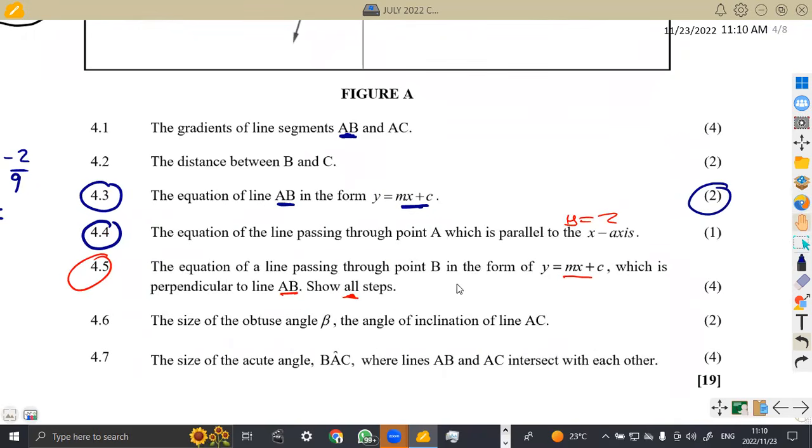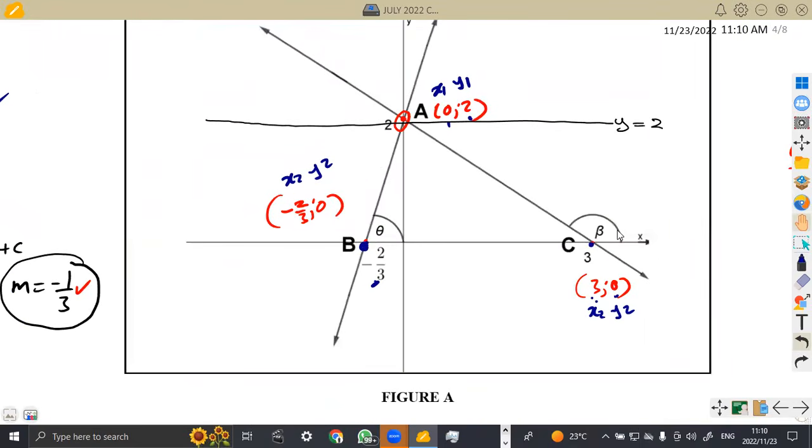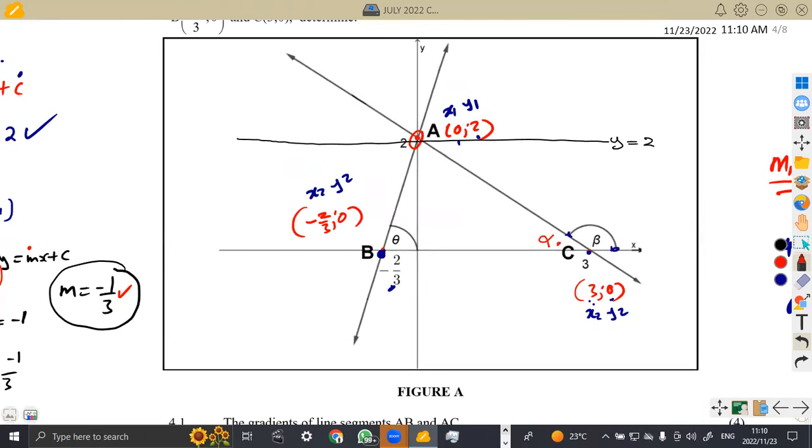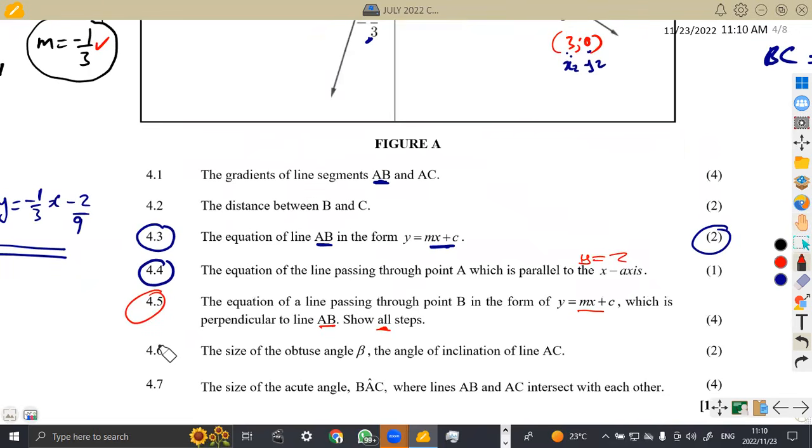Okay, 4.6: the size of the obtuse angle beta, the angle of inclination of line AC. So let's check our line AC. This is your beta here, the obtuse angle. Remember, if you have an obtuse angle, you find the other angle, alpha, not the angle of inclination, but the other part of the angle. Then from there, we can find beta, the obtuse angle. Let's work it aside.